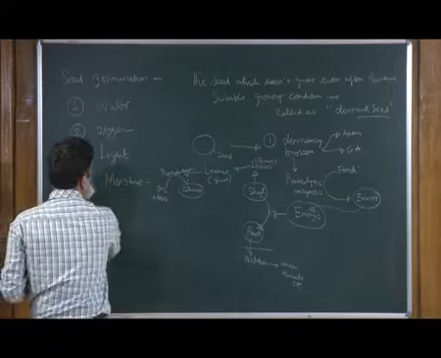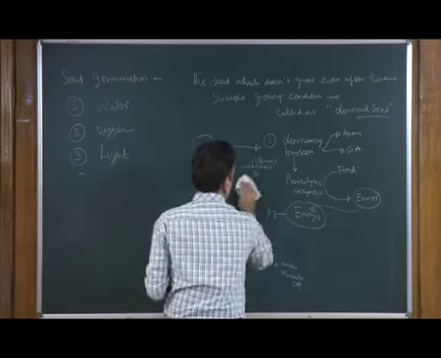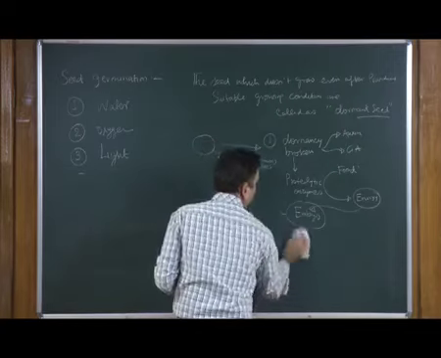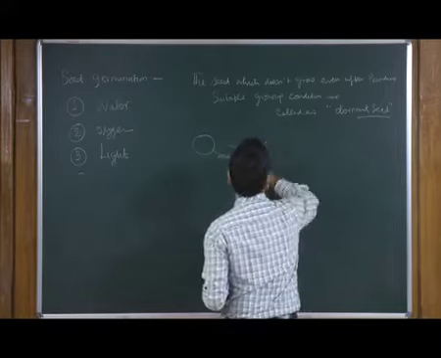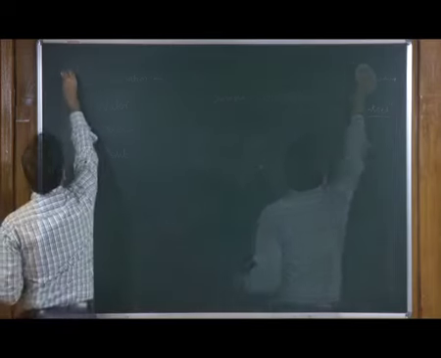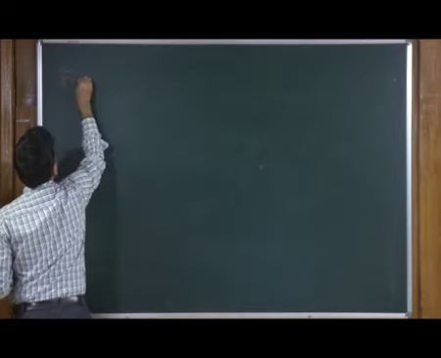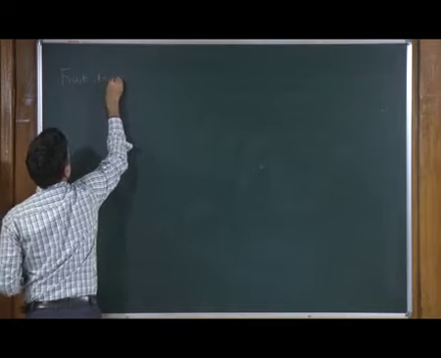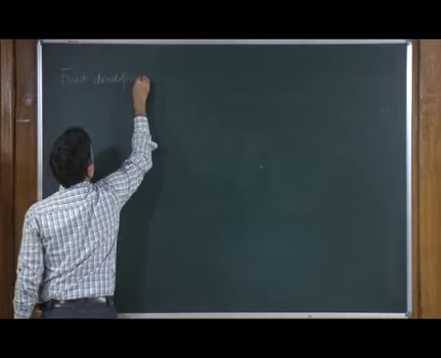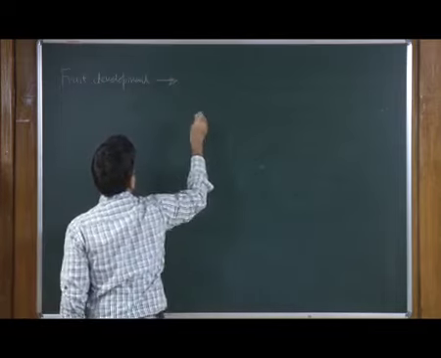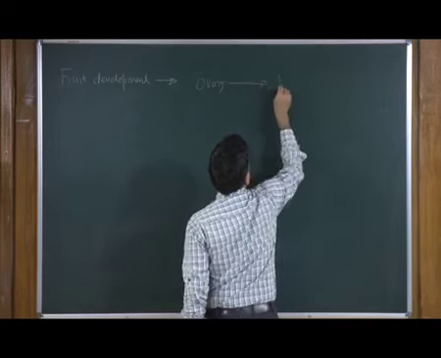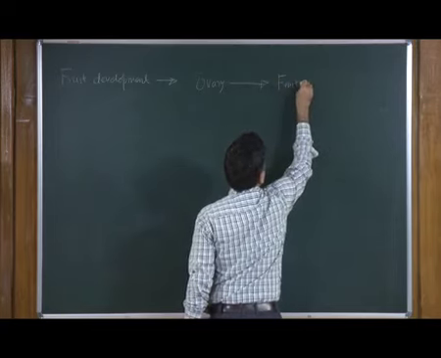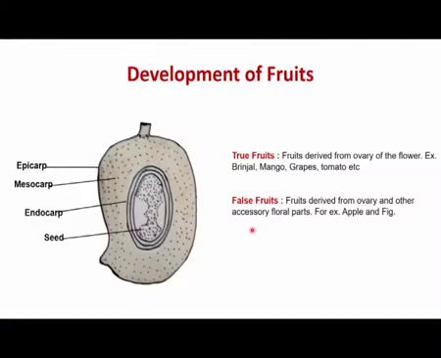So, apart from the seed, the ovule develops into the seed, whereas the ovary develops into the fruit. As we discussed, the ovary is going to develop into the fruit. So, let us see how the fruit is developed in the angiospermic plant.